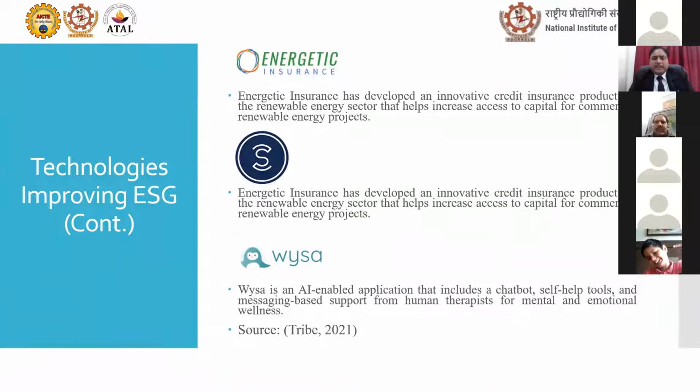It is an AI-enabled application that includes a chatbot. You might have seen when you surf a company's website, you get various chatbots that try to interact with you. They include chatbot and self-help tools and messaging-based support from human therapists for mental and emotional wellness. So these are a few companies that are changing the landscape of ESG reporting. Digital technology is playing a wide role in ESG reporting.